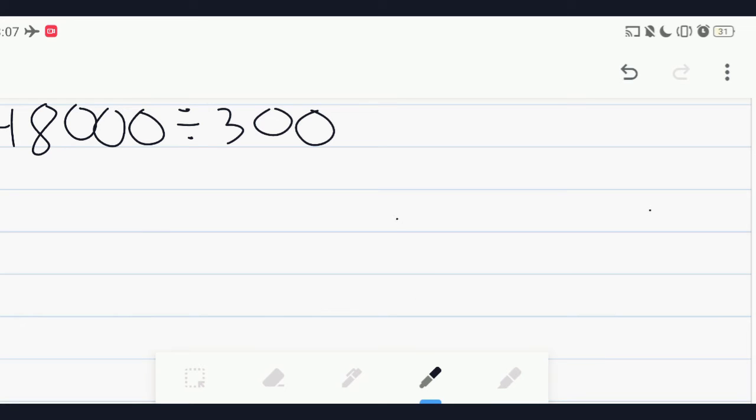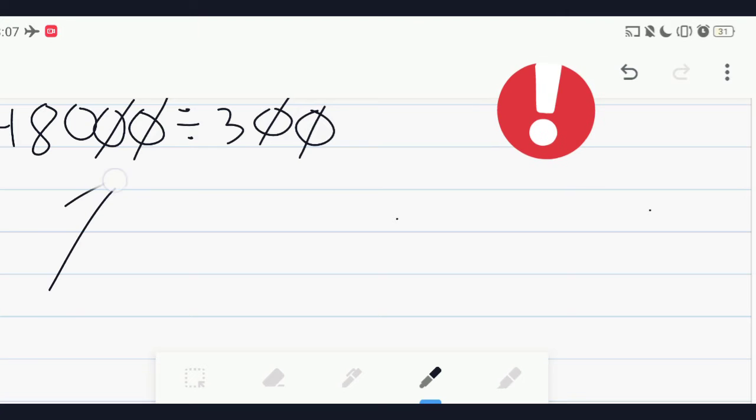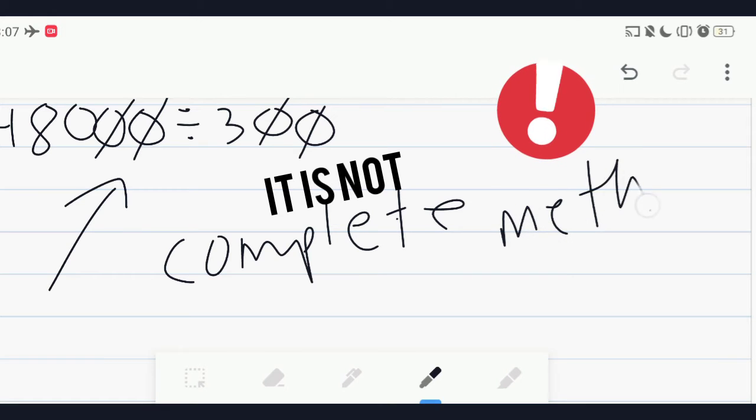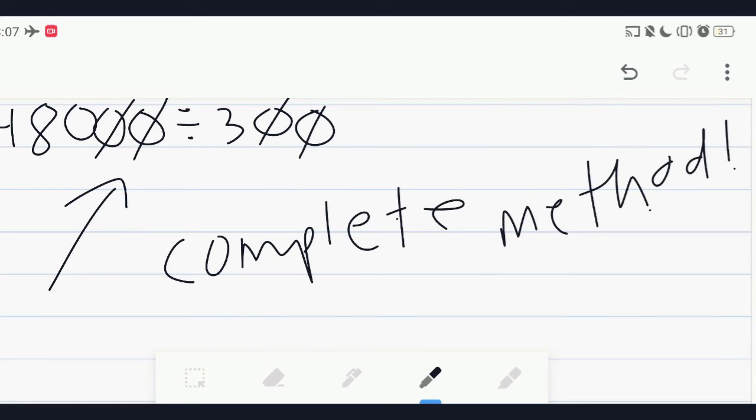This one is another common mistake. You know this problem, but you directly cross the zeros. Remember, okay, you have to show your complete method. This one is not a complete method, okay? Remember, your complete method is supposed to be with the separated one.